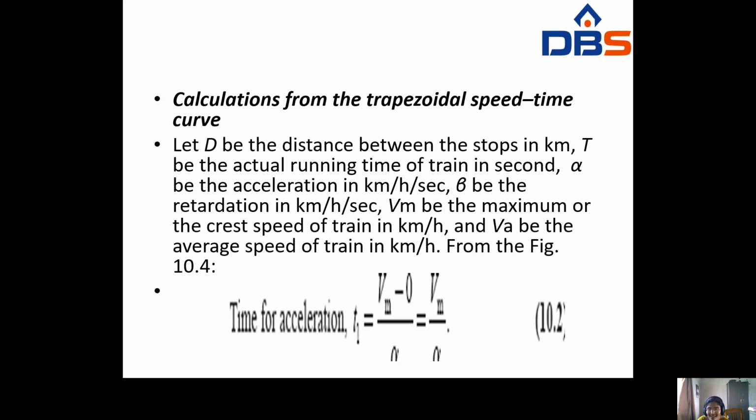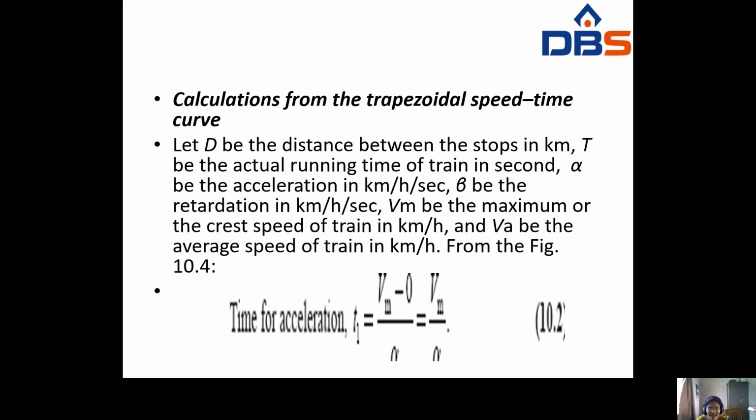Here alpha is the acceleration in kilometer per hour per second, and beta is the retardation in kilometer per hour per second. Vm is the maximum or crest speed of the train in kilometer per hour, and Va is the average speed of the train in kilometer per hour.